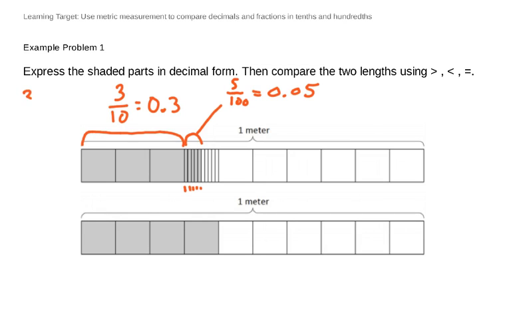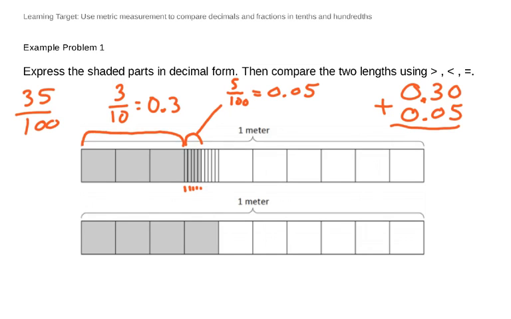I'll write that over here. If I wanted to line those up and add them, it would look like this. And then you could put a 0 there because 3/10 is the same as 30 hundredths, and then you could add those. Don't forget that decimal there.